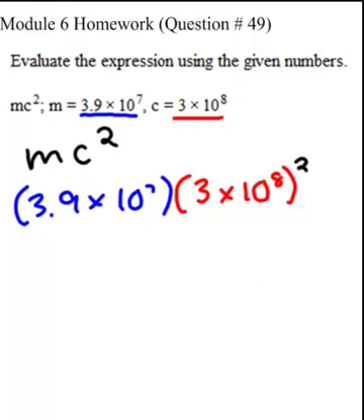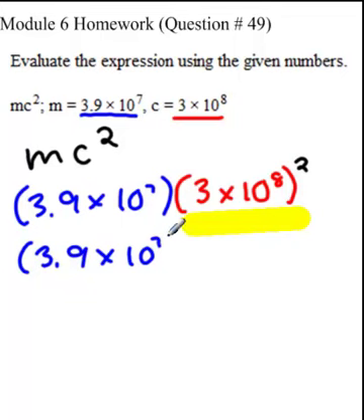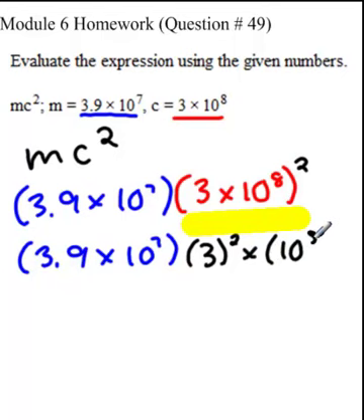Following order of operations, I'm going to have to square my c first. And so this piece is what I'm going to do first, right here. I'm going to go ahead and bring down the 3.9 times 10 to the 7 because I'm not doing anything with that right now. So we'll just bring it down so I don't forget it, and then work on this piece right here. Because everything inside the parentheses is being multiplied, I can actually take this square power and apply it to each piece inside. So I can take 3 and square that, times, and then I can take 10 to the 8 and square that as well.